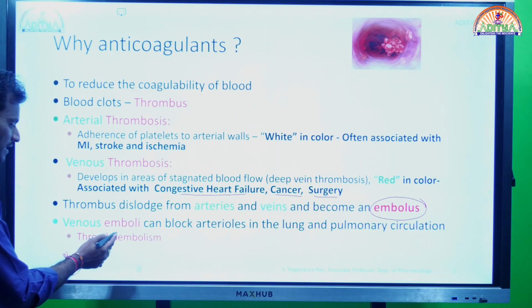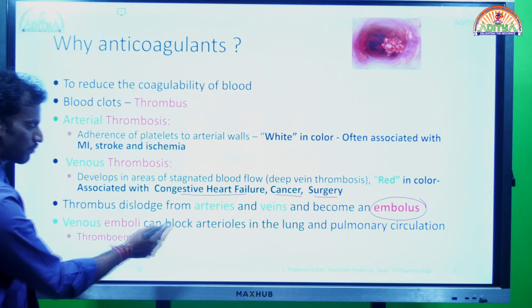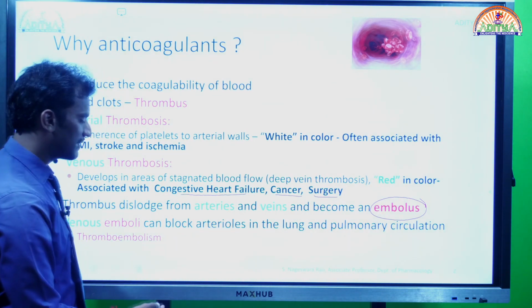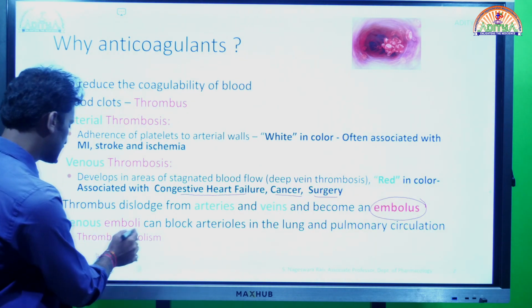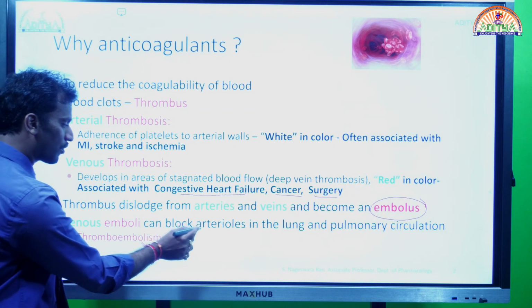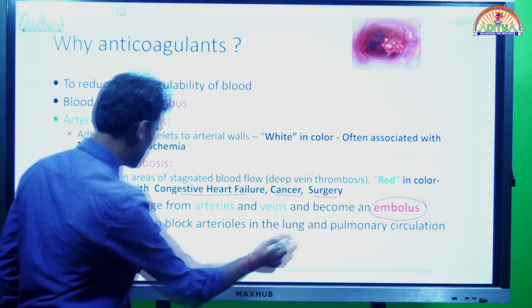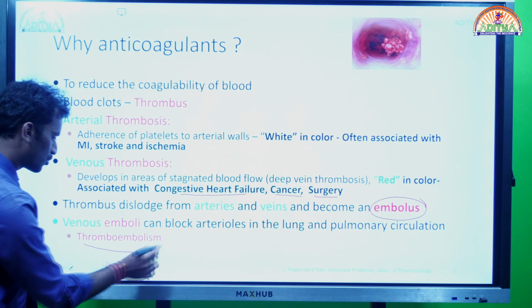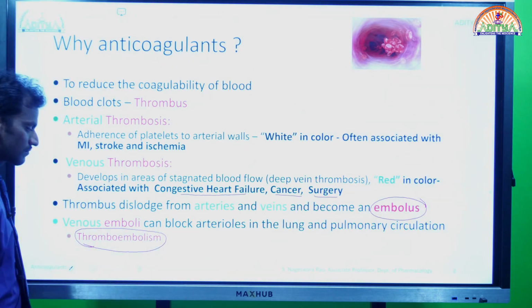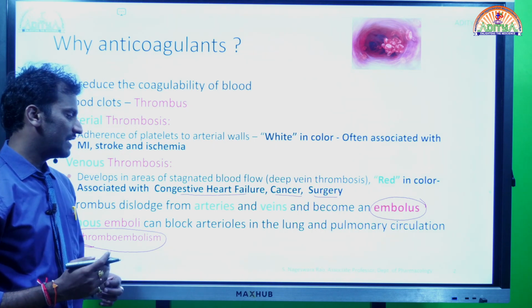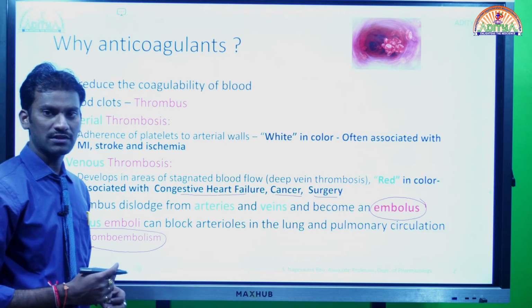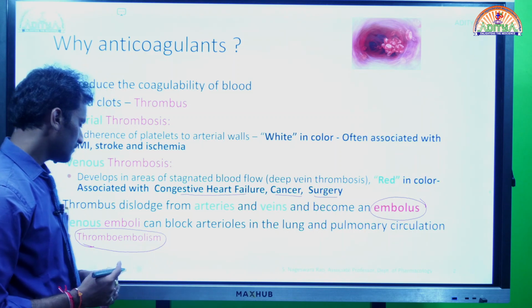Venous emboli can block the arterioles in the lung and pulmonary circulation. Emboli means small blood clots. It leads to thromboembolism, blockade of the lung and pulmonary circulation by the blood clot. It results in thromboembolism.